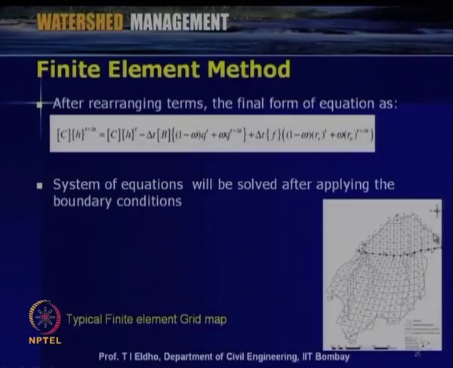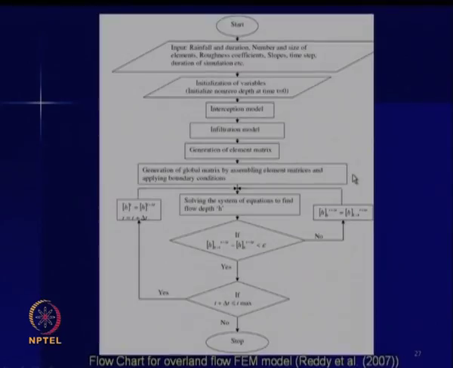For example, if this is a typical watershed, then this is a channel. In one dimensional modeling we consider strips like this. This is the discretization using the finite element method, and this is the channel discretization. That way we can solve this system of equations. These details can be seen in some of our publications, Reddy and others published in 2007 in Hydrological Processes and Water Resources Management etc. These formulations are available in the journal publications which you can refer.